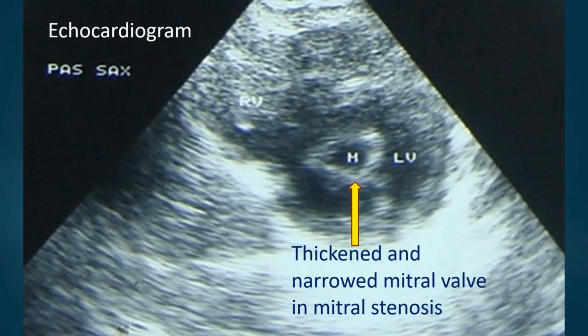A loud S1 is heard in mitral stenosis, while a soft S1 is heard in mitral regurgitation. Intensity of S1 decreases with decreasing left ventricular systolic function. In severe calcific mitral stenosis, when the valve becomes very stiff, intensity of S1 may decrease. Intensity of S1 increases in tachycardia when the diastolic period is shortened.